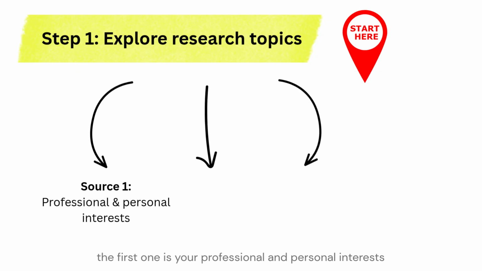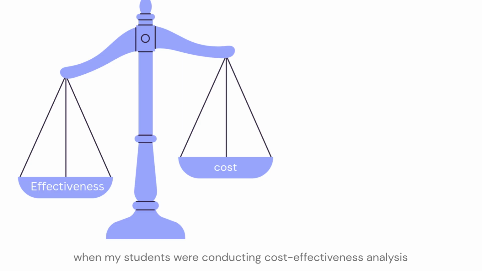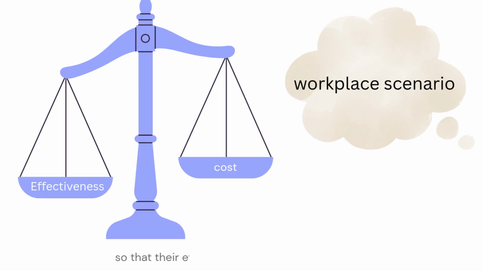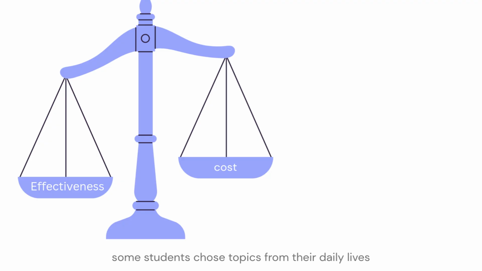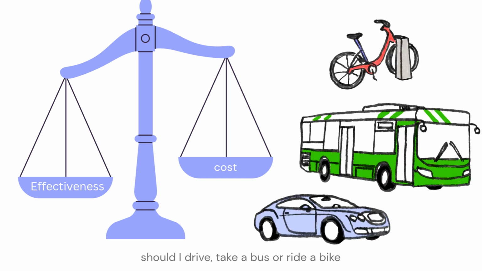The first one is your professional and personal interest. As you are going to spend much time on your research project, why don't you choose a topic that is interesting and meaningful to you? When my students were conducting cost-effectiveness analysis, they were asked to apply it to any arenas. Some students used their workplace scenarios to develop their analysis, so that the efforts in the academic assignment also served their professional development. Some students chose topics from their daily lives. One student was comparing the cost and effectiveness of different ways of brewing a cup of coffee. Another one was applying the analysis to compare different means of transportation. Should I drive, take a bus, or ride a bike?